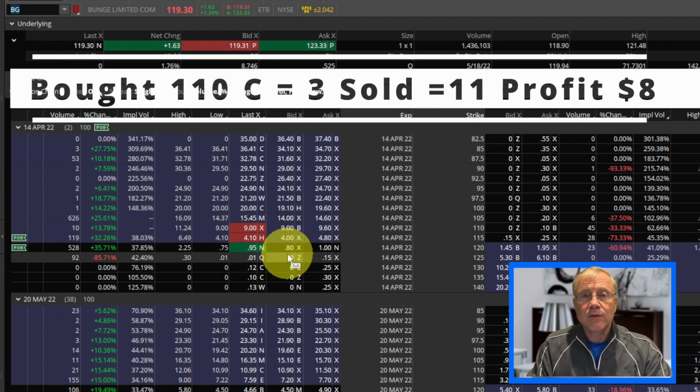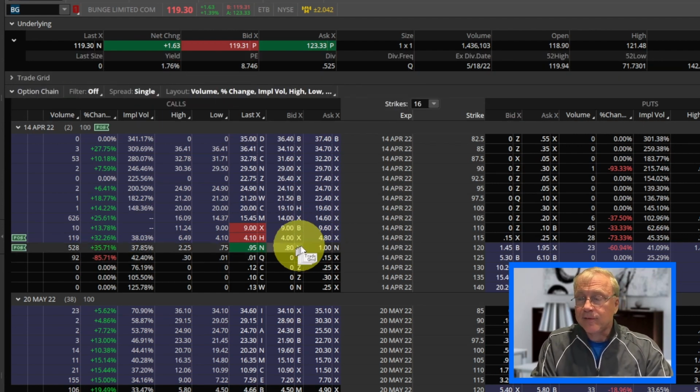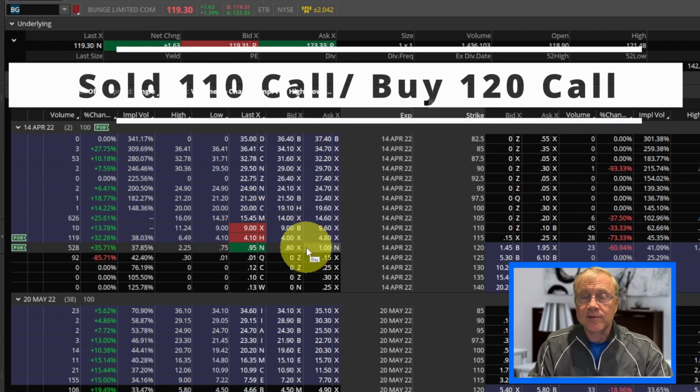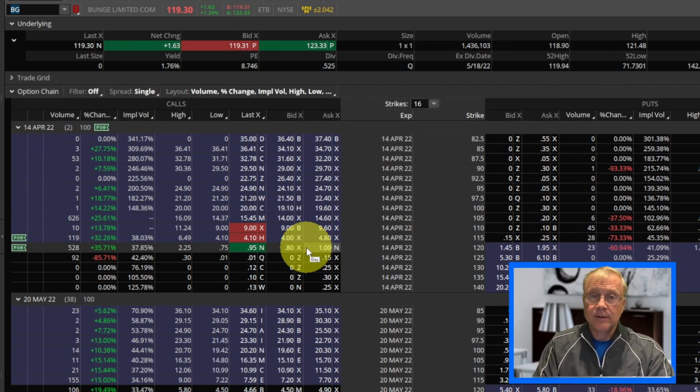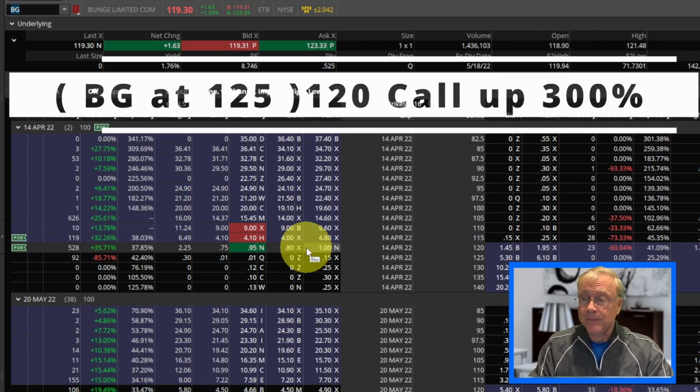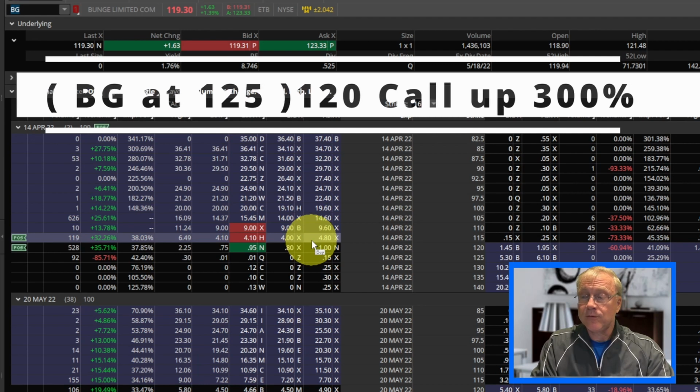So I collected a credit of 11, and I have to subtract what I spent on the 120 call, which was $1.50. So net, I was able to get a credit of $9.50. That profit is secured, okay? But I can still make more money. If this stock were to hit, say, 125 by Friday, then I could make another 300% return. Now, I still have my 115 call.